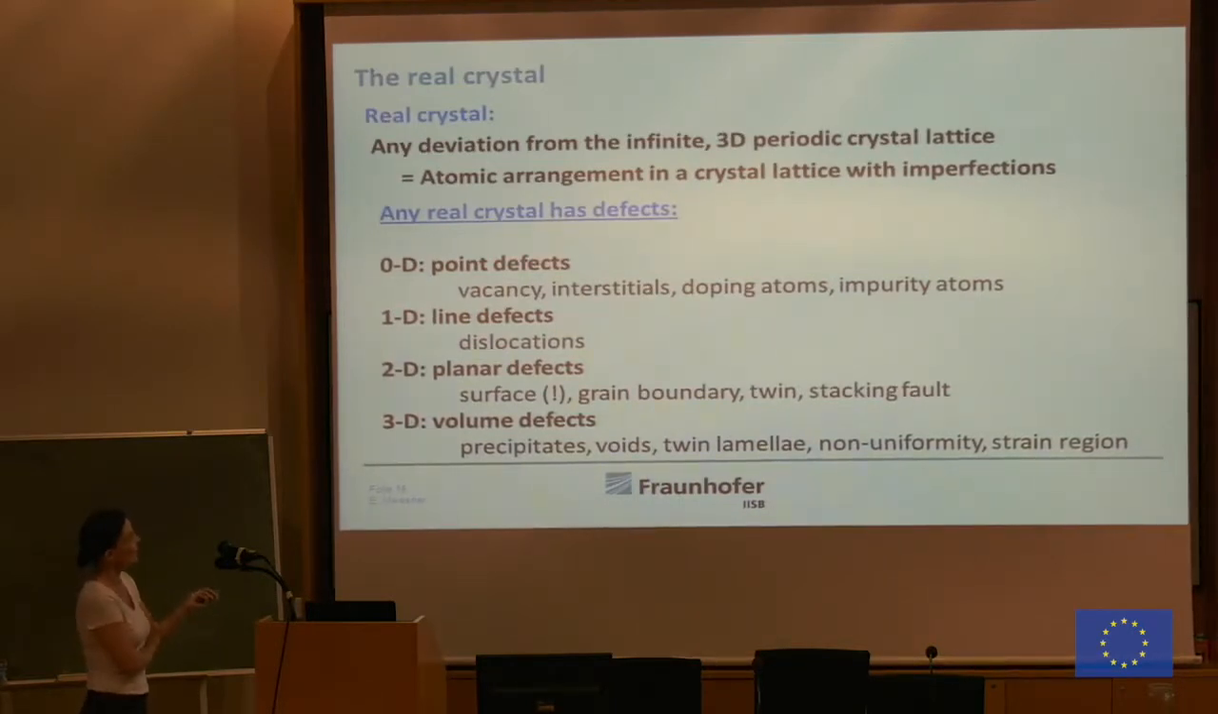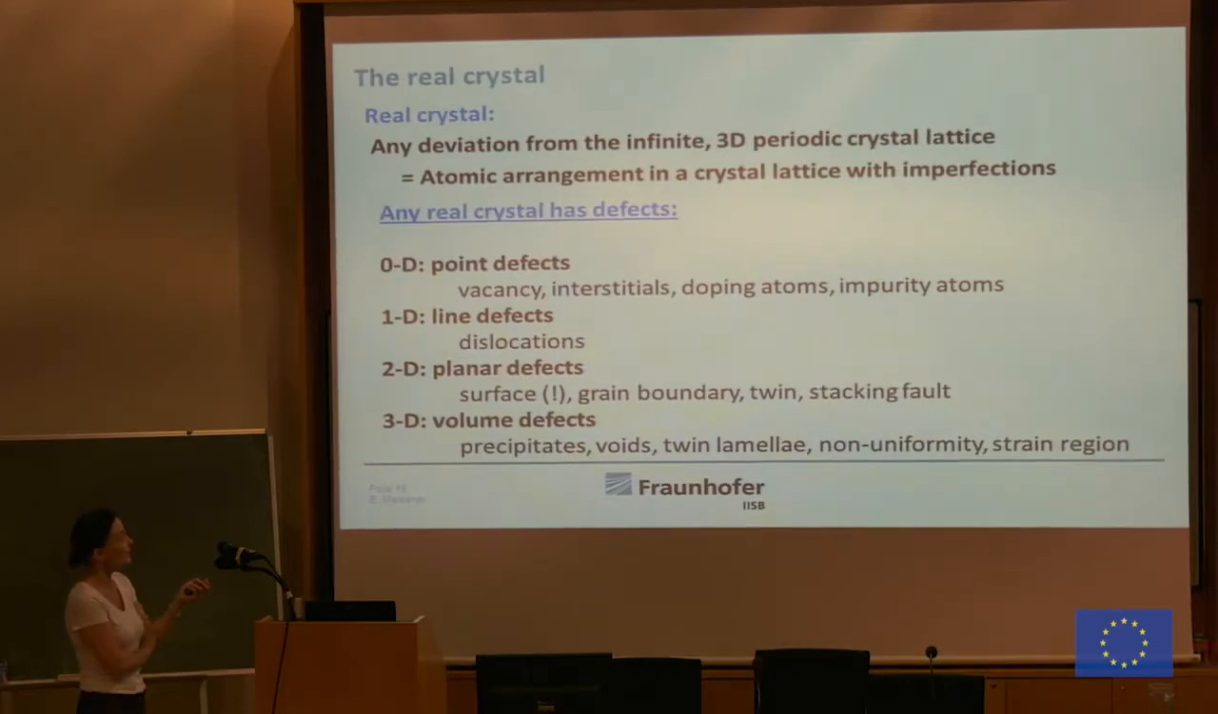The defects you can divide by their dimension. So we have point defects, line defects, planar defects, and volume defects. Point defects are something that we always have to deal with in semiconductors. So it's vacancies, interstitials, it can be impurity atoms, and all of those are what we maybe don't want. But what we want is doping atoms, and doping atoms are nothing else than a point defect.